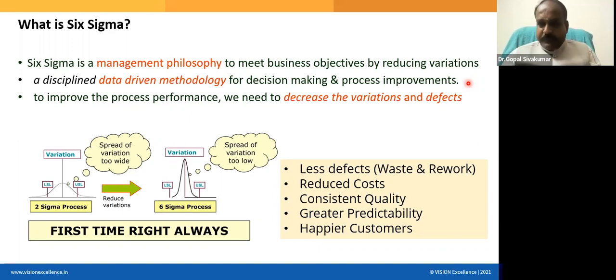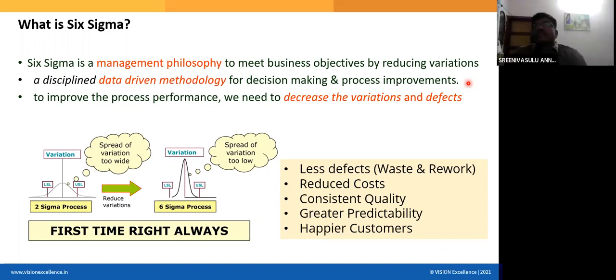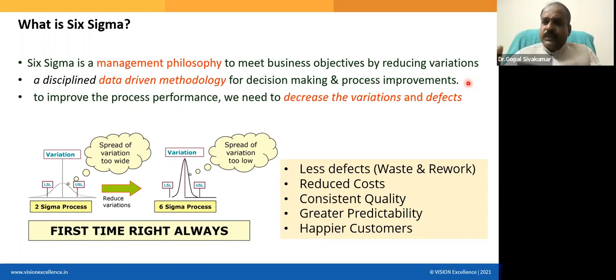Hope all of you understand. It is fundamentally variation. If you allow it to increase, it will produce defective hoses. All of you agree with me? Yes, sir. So if you reduce variation, you are actually reducing defects. You are actually reducing problems.